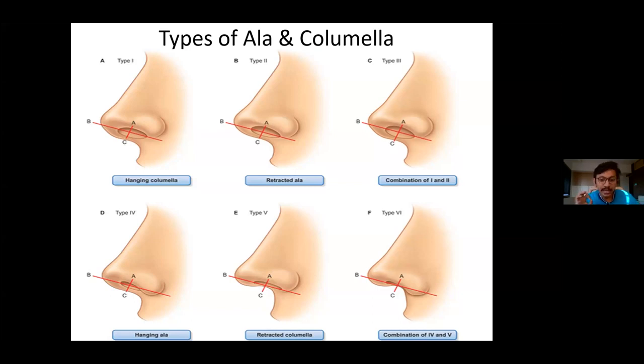Coming to the ala, there can be a hanging ala, there can be a columella retraction. If you can see here, the columella retraction or a hidden columella, and there can be a combination of both these things. So that makes your columella even more hidden.